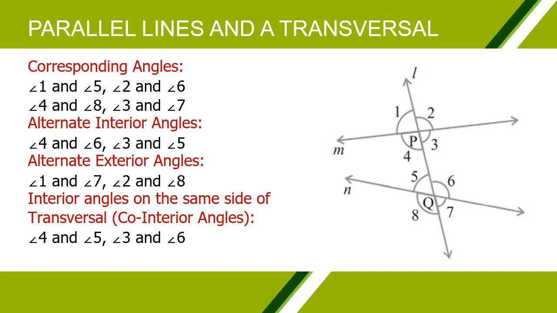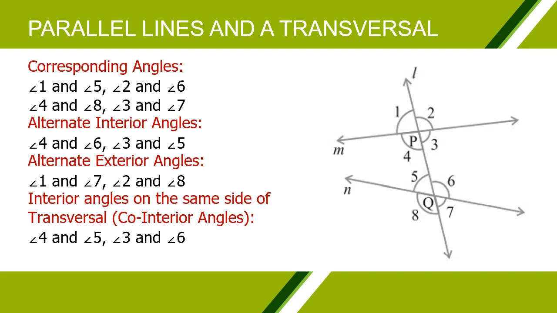Next is alternate exterior angles. Alternate exterior angles are a pair of angles on the outer side of each of those two lines but on opposite sides of the transversal. In our figure, angle 1 and angle 7, and angle 2 and angle 8 are alternate exterior angles.